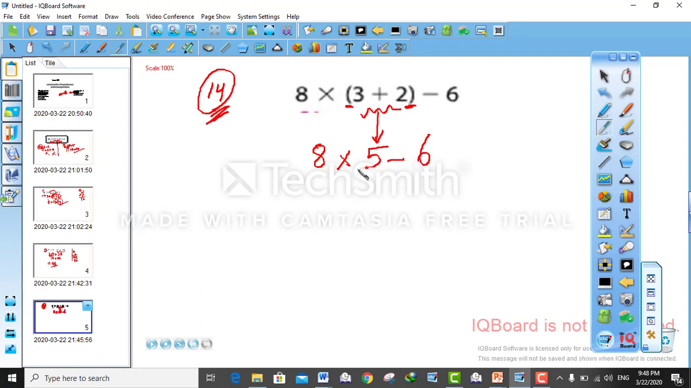Now we have two steps, the multiplication and the subtraction. Of course, this is stronger. So 8 times 5 is 40 minus 6. So 40 minus 6, yes, the answer is 34. So the final answer here is 34.